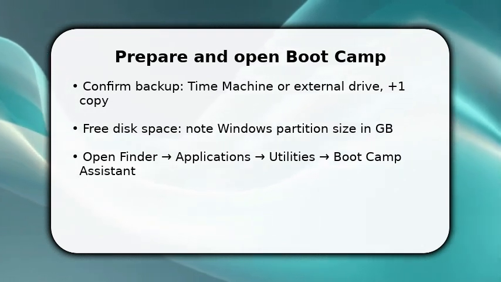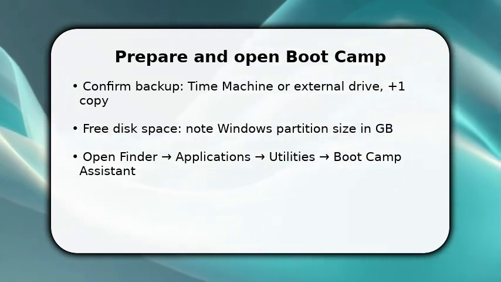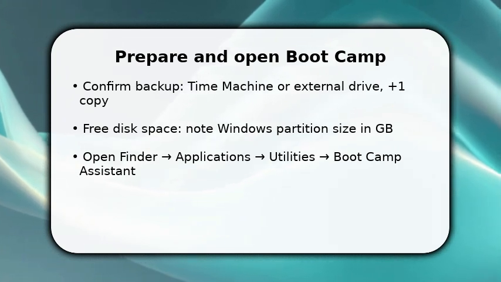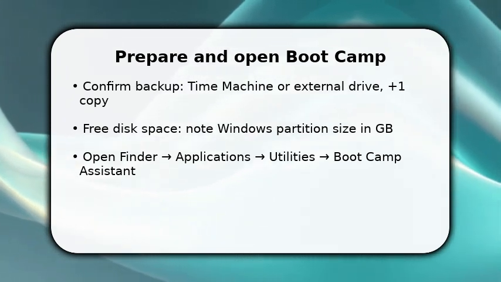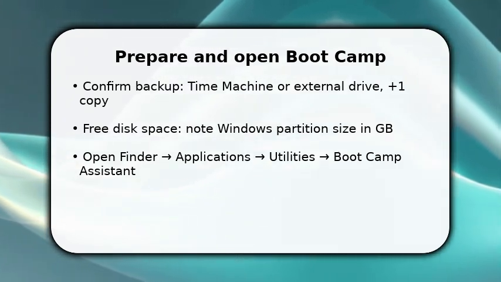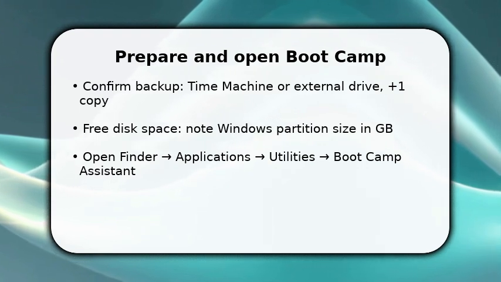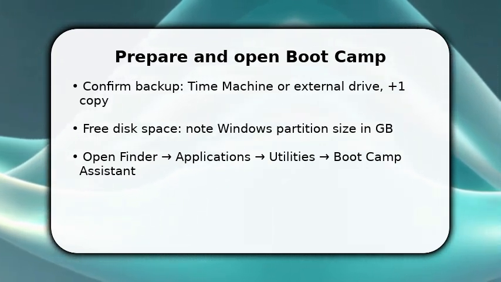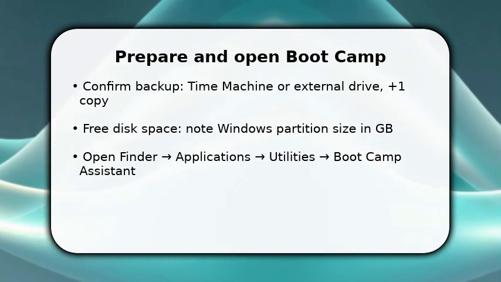Now, open Bootcamp Assistant from Applications Utilities. This tool handles the removal cleanly. Follow the tool prompts and select the option to remove or restore the disk to a single Mac OS partition. Make sure to keep power connected during the operation.